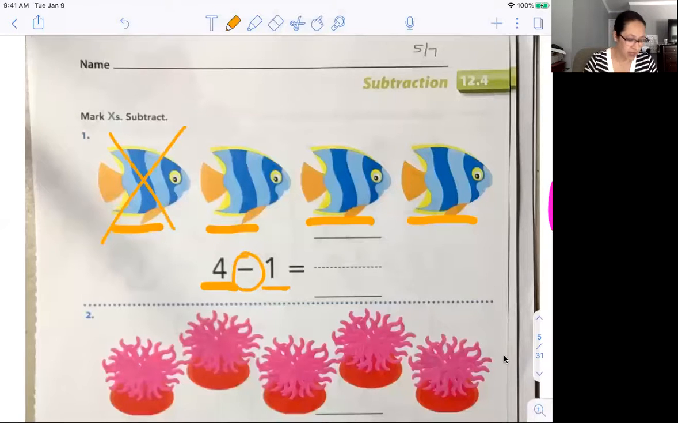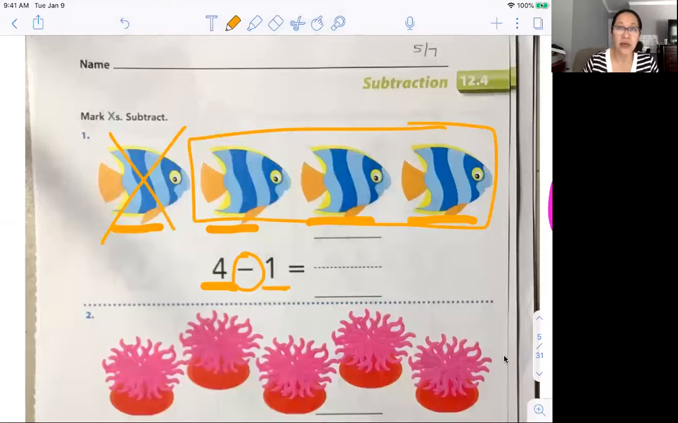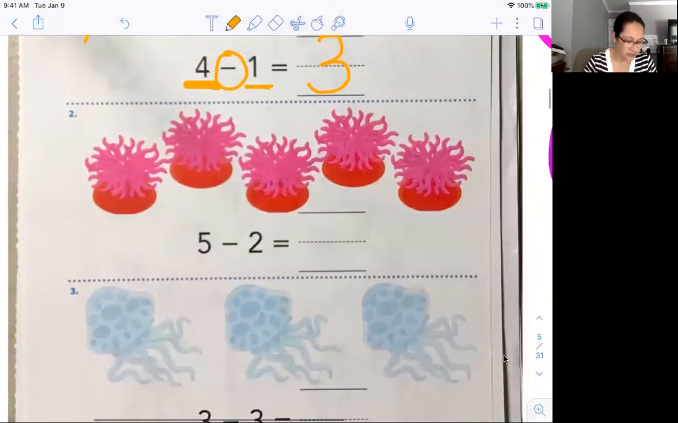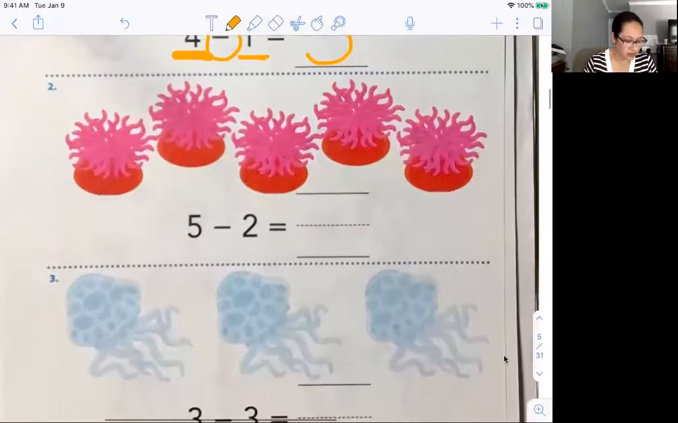1. How many are left? 3. Did you say 3? Good. And that's the number you're going to write right there in that other space. Let's go to number 2.